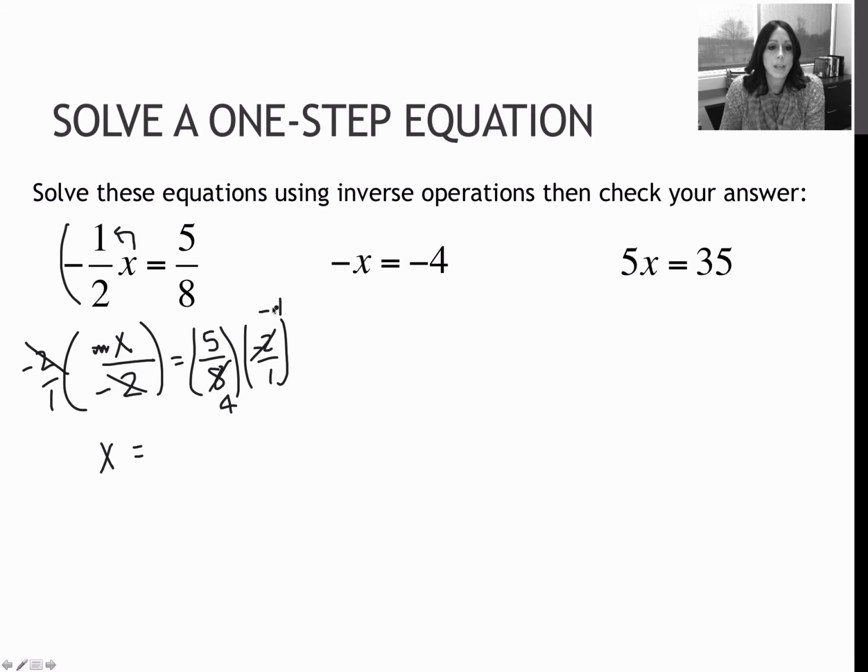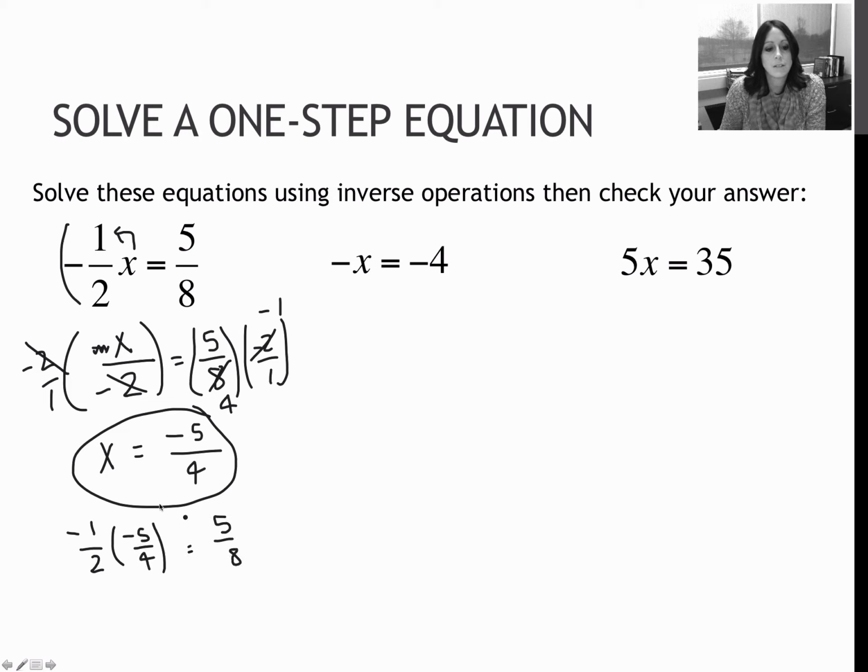And then when I multiply, I get 5 times negative 1, which is negative 5, over 4 times 1, which is 4. And remember, we talked about the fact that you can leave it just like that. Again, you can do your check, negative 1/2 times negative 5/4, and hopefully we get 5/8. Here, I'm going to multiply negative 1 times negative 5 to get 5, 2 times 4 to get 8, and 5/8 does in fact check out, so we did okay.